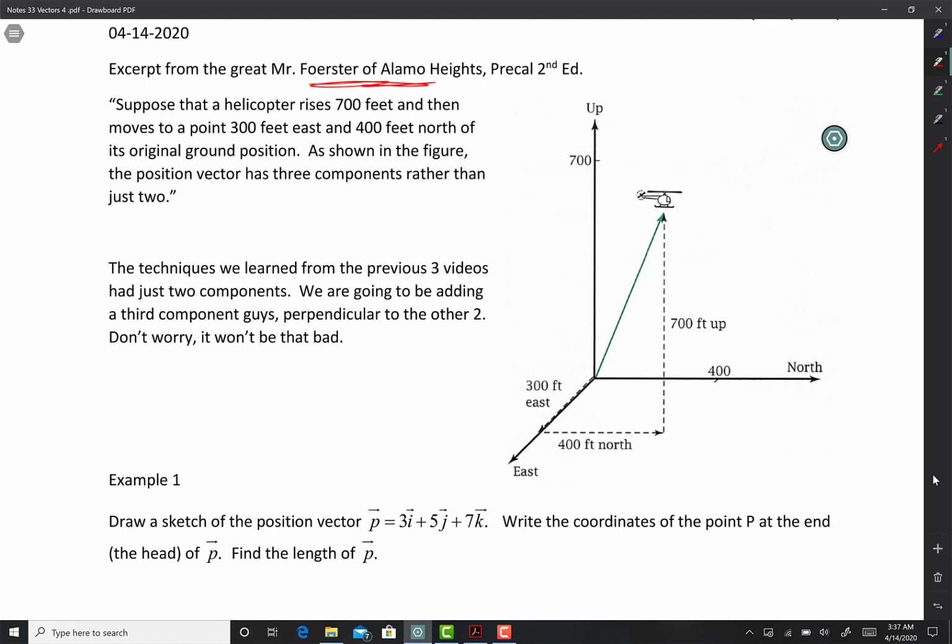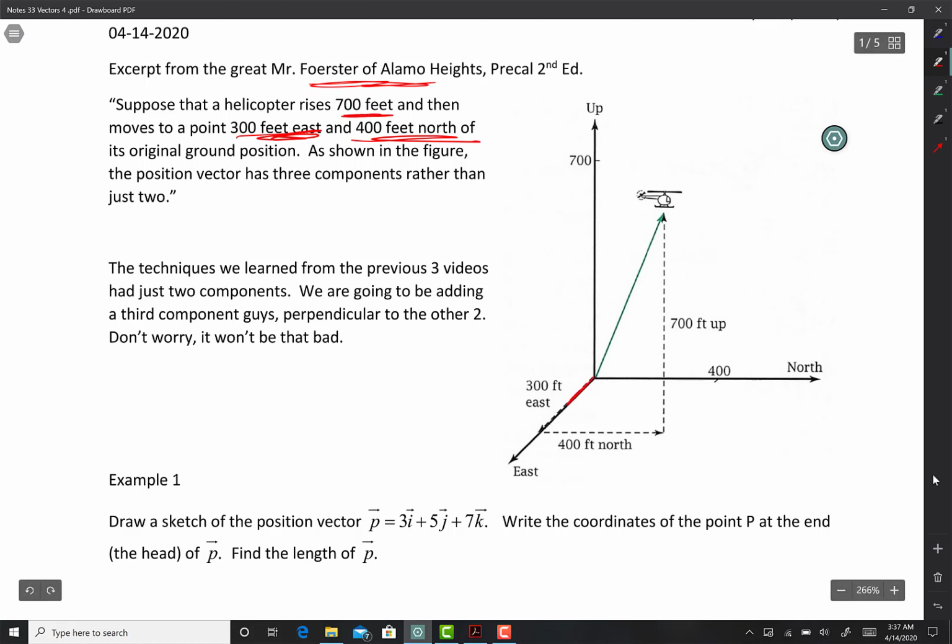Anyways, so this is from his text. Suppose that a helicopter rises 700 feet and moves to a point 300 feet east, 400 feet north of its original ground position, as shown in the figure. The position vector has three components rather than just two. So 300 feet east is like the x direction, east or west. You either move left or right. 400 feet north, so that's like your y direction. You either move up or down. And then it's 700 feet in the air, so that's your z direction.